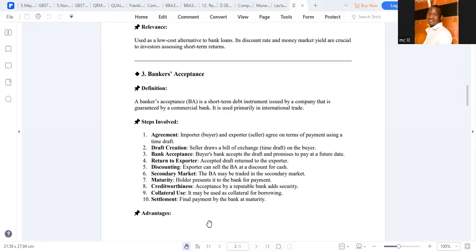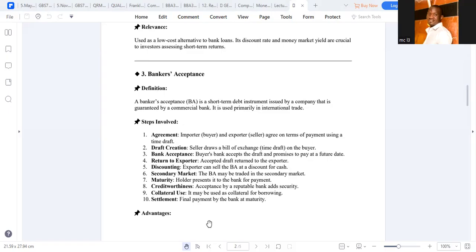So here, the process or mechanics that are involved, there should be a trade agreement. So an importer and the exporter will agree to settle using a time draft. Then a draft is created. So the exporter will draw what is called a bill of exchange or time draft on the importer. Then comes the bank acceptance, where the importer will present the draft to the bank. So the bank will accept the draft and will agree at a specified future date to pay.